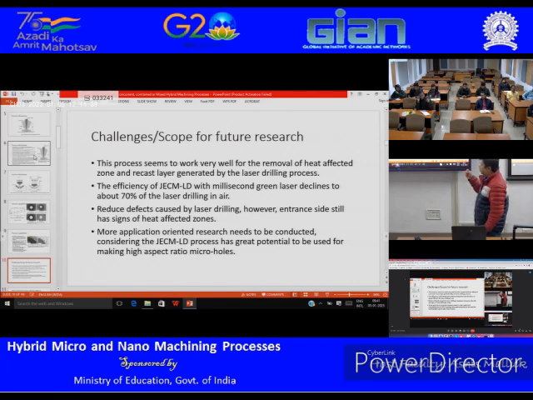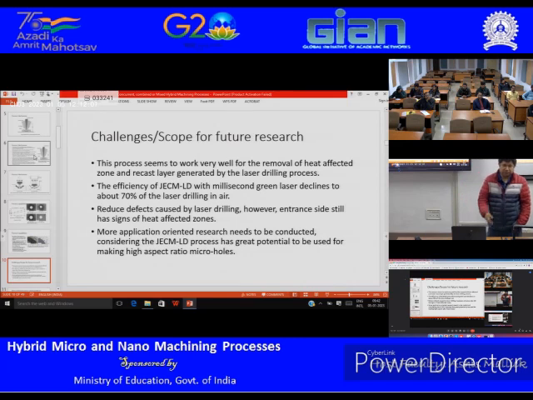But it can reduce the defects caused by the laser drilling. However, the entrance side still has some signs of the heat affected zone. The thing that we mentioned, if you use some abrasive slurry, it will not remove too much material, but it may remove some of the heat affected zone from the entrance side, okay? Because I think the heat affected zone is not visible on the exit side, so that means the depth of those heat affected zones is not much, right?